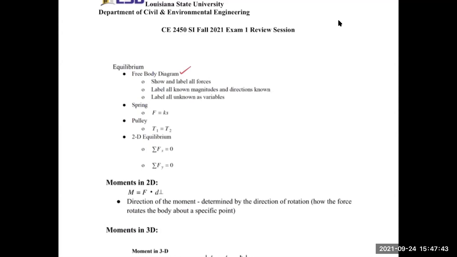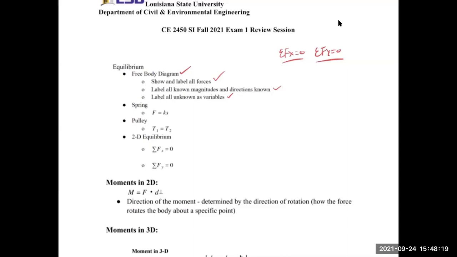Let's say a problem is worth 10 points and you get the problem wrong, but you draw the free body diagram, he will at least give you 3 points. Free body diagrams are extremely easy. After you draw it, make sure to show and label all your forces, and label all known magnitudes and directions, so that you can apply summation of the force in the x and summation of the force in the y direction to solve the problem.